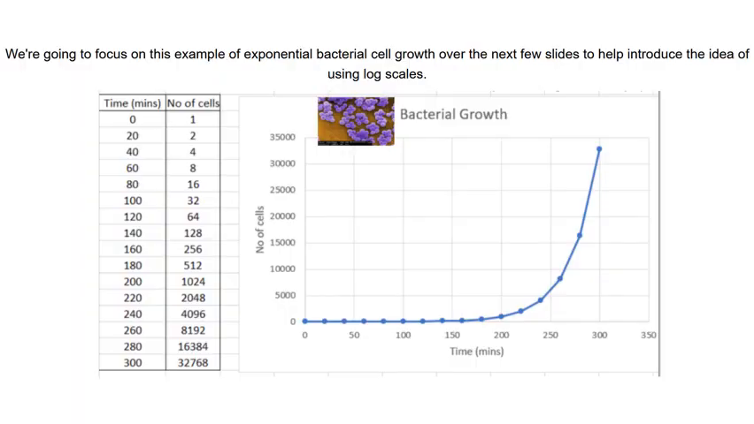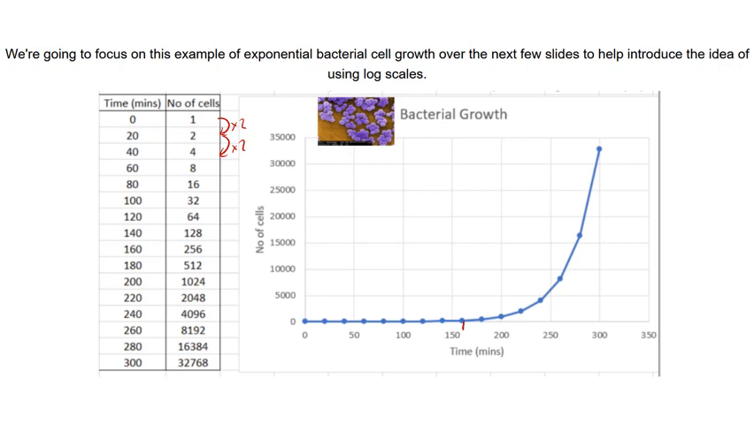So on here, we've got an example of bacterial cell growth, which is exponential. And you can see from the table that with every step, it's doubling as it's going down. Now, the graph shows that exponential curve that we're used to for an exponential increase. And that's really useful in lots of ways to have a graph like this. But there is a bit of a problem.